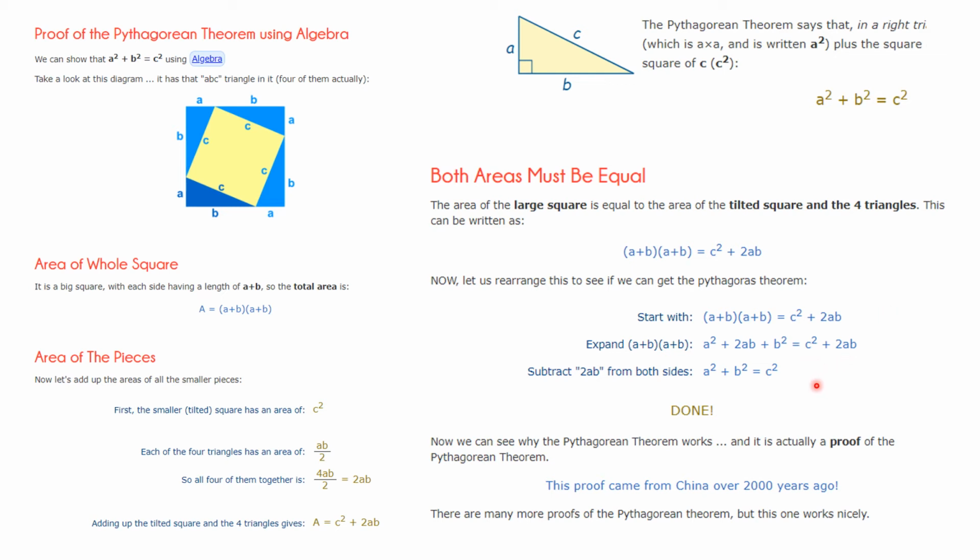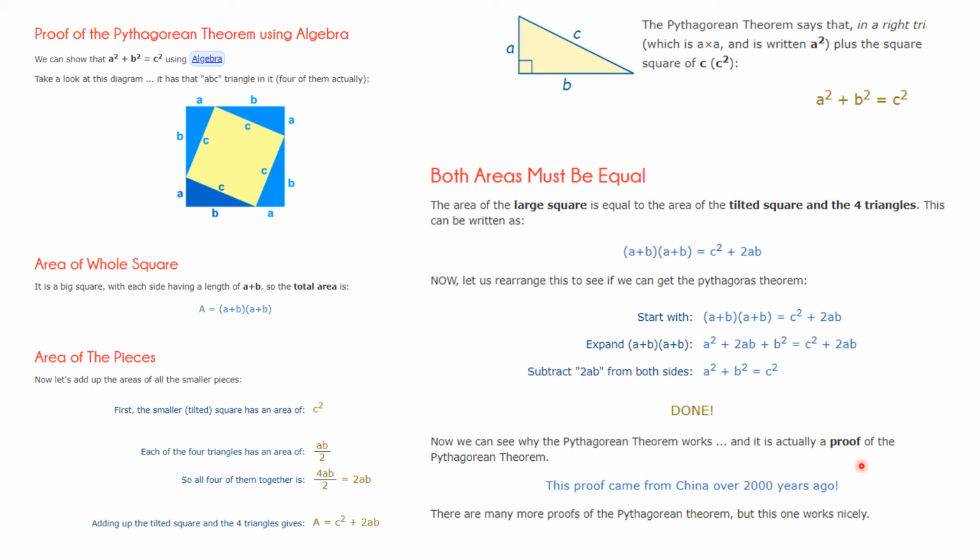And you have 2ab on each side, so you can subtract that from both sides. I get a squared plus b squared equals c squared. We have finished because we started with the right triangle. We used a bunch of reasoning, including rules of algebra, and we showed that the conclusion is true: a squared plus b squared equals c squared.